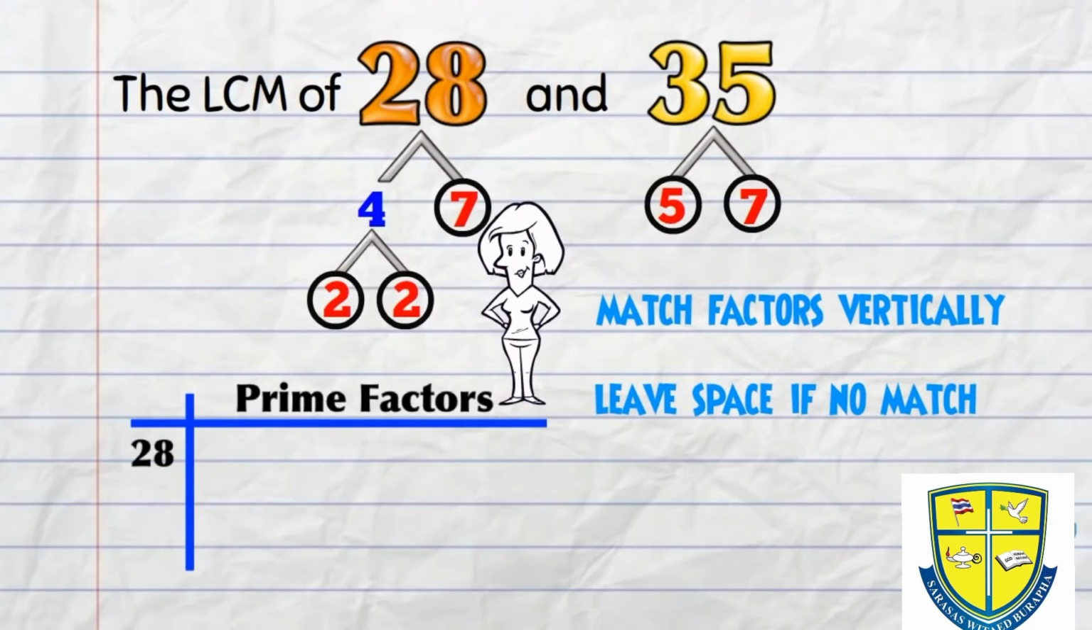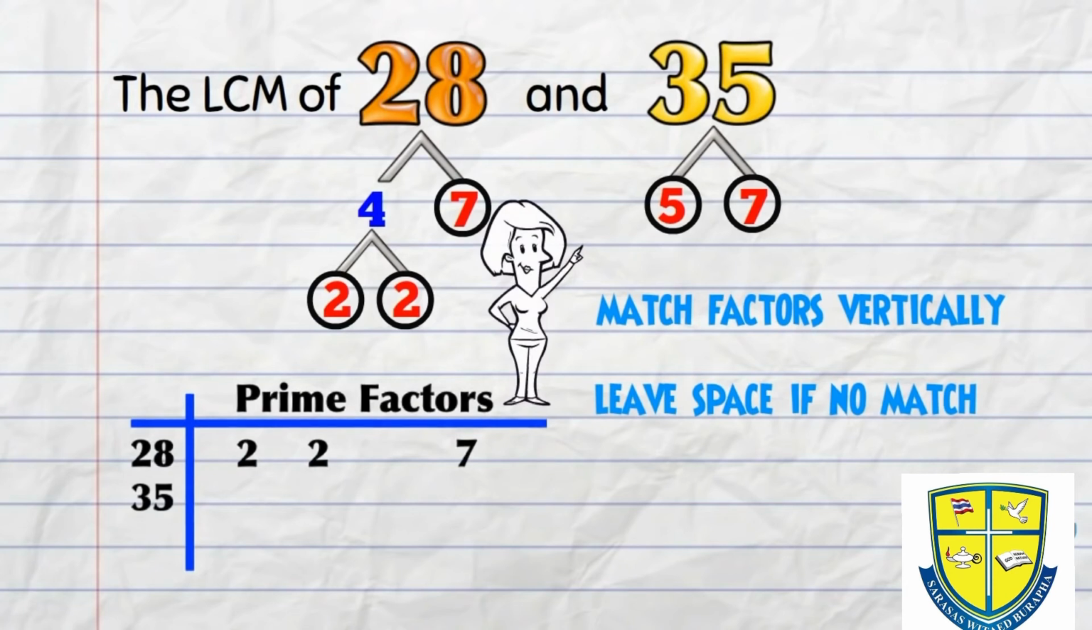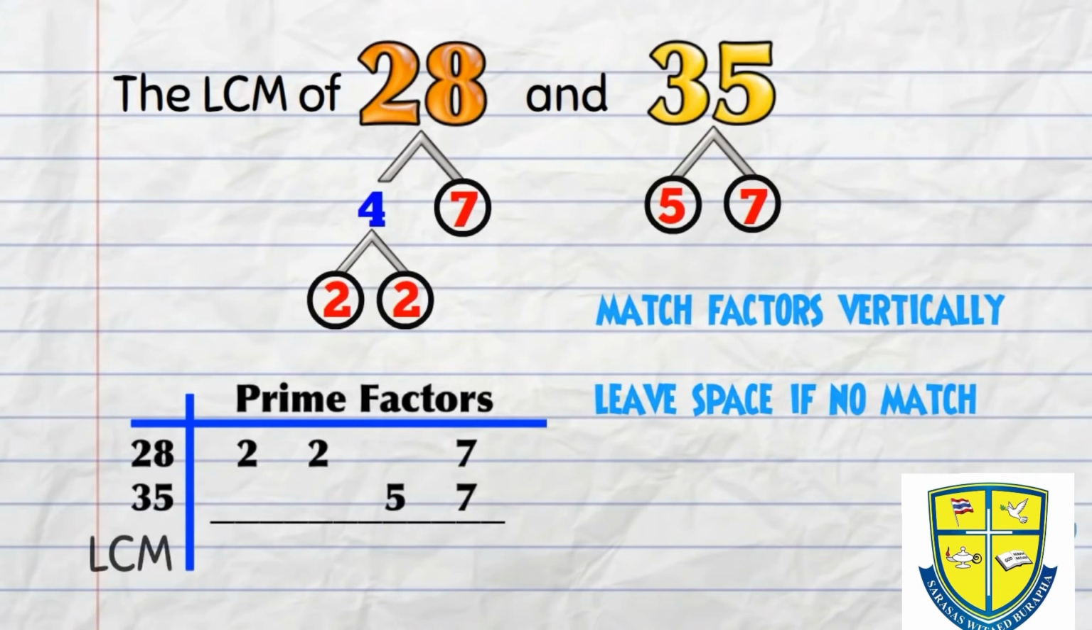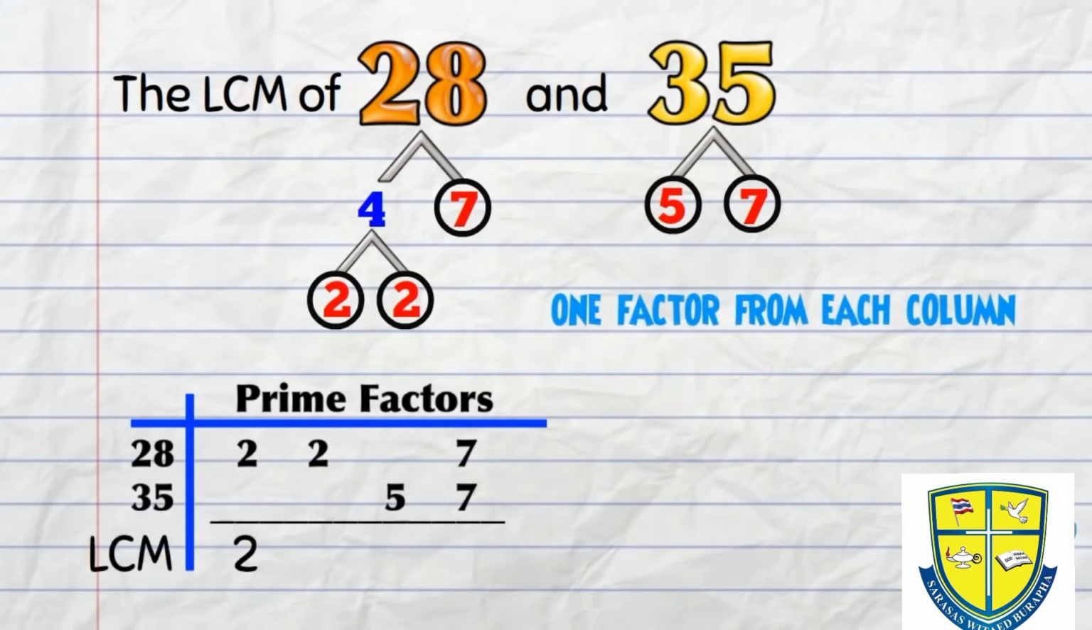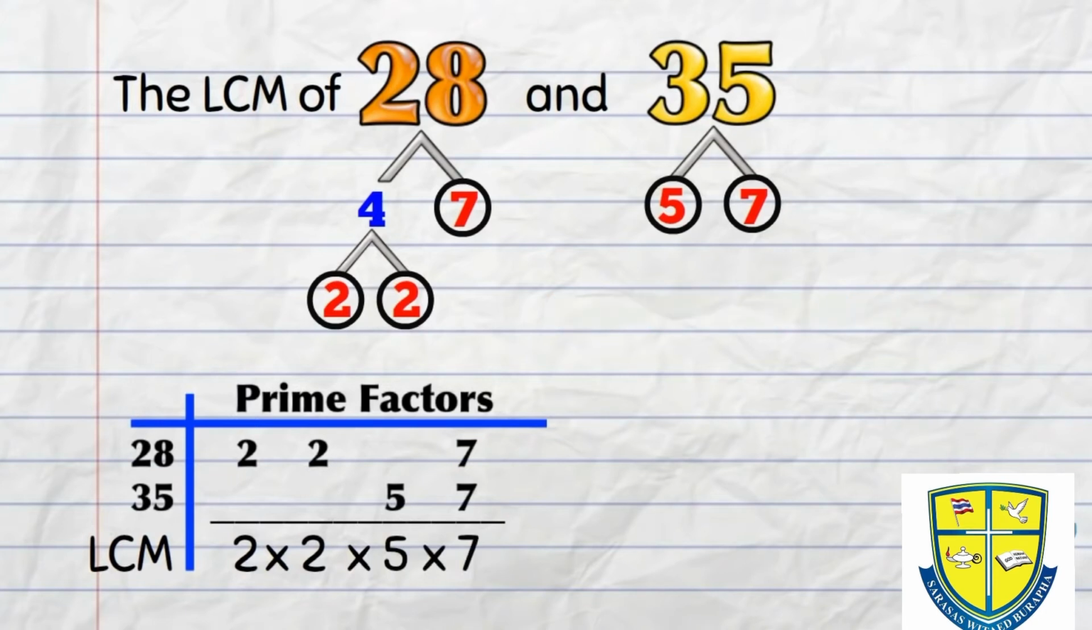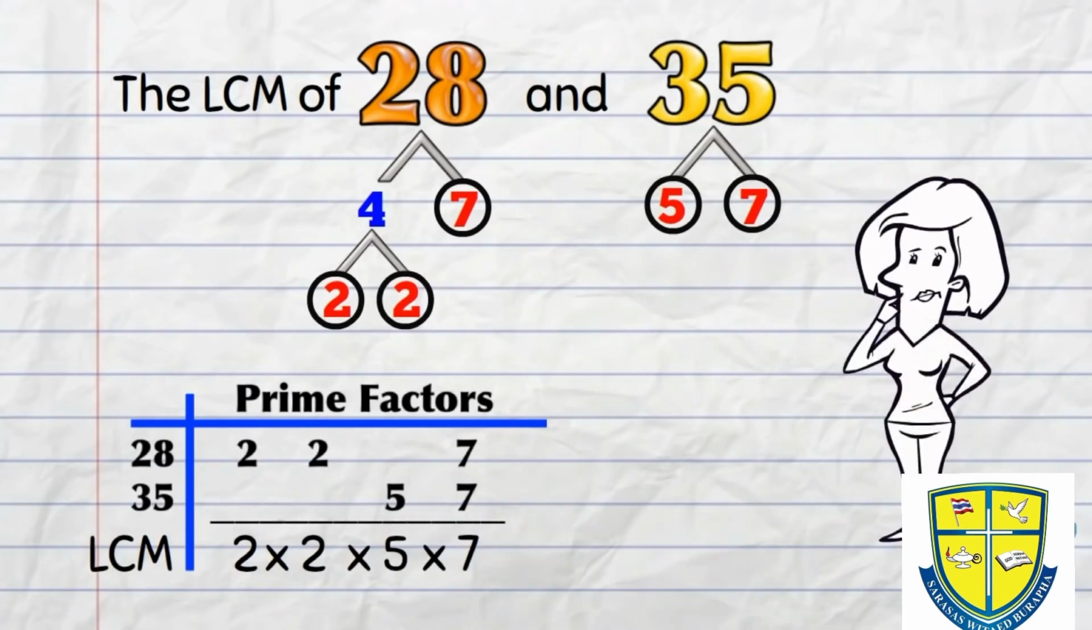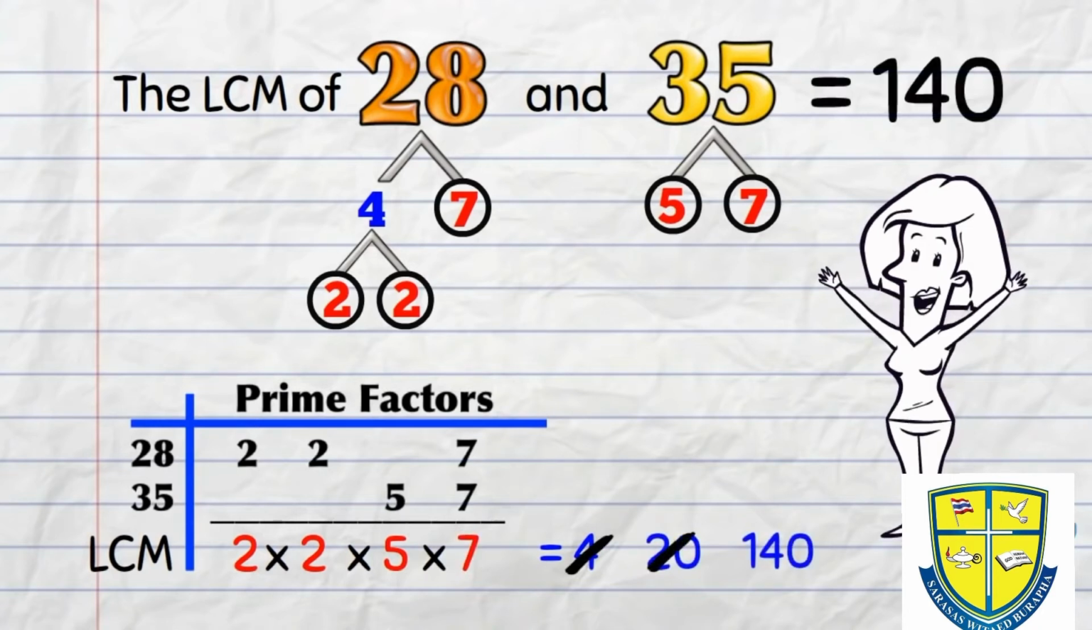28 is 2 times 2 times 7. 35 is 5 times 7. Now we get the prime factors of the LCM: 2 times 2 times 5 times 7. Finally, work out the value of the LCM. 2 times 2 is 4, times 5 is 20, times 7 is 140.